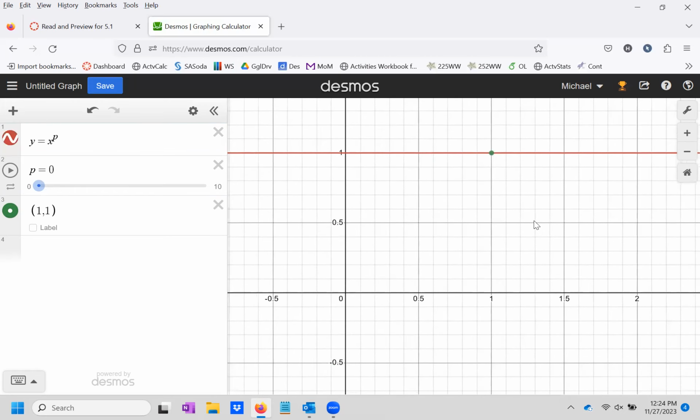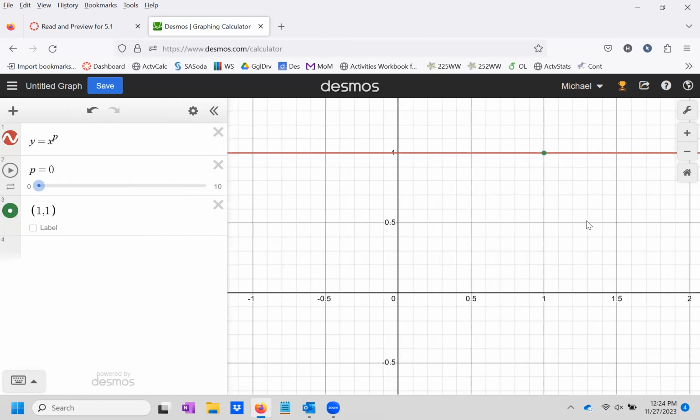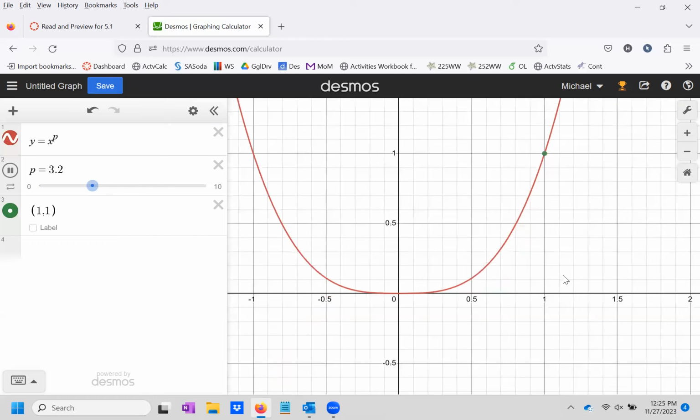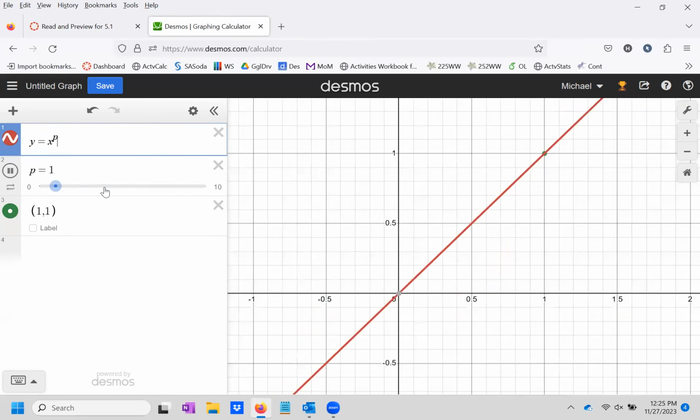Does anybody know what's going to happen? Will it stay the same? This particular point will stay the same. And that makes sense because 1 to the power of whatever is just going to be 1. So if I press play, now lots of weird stuff happens on the left-hand side, but look what happens on the right-hand side. Now we're increasing p, increasing p, increasing p. Okay, now we're going back to 0, boom.